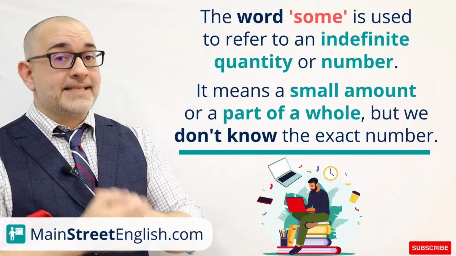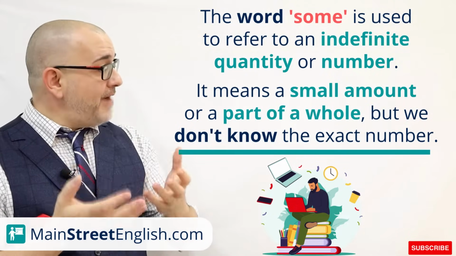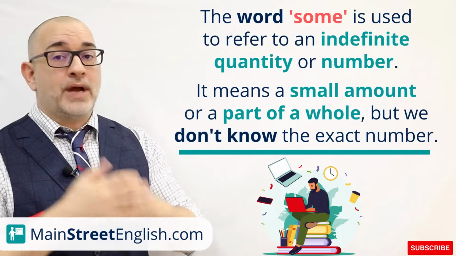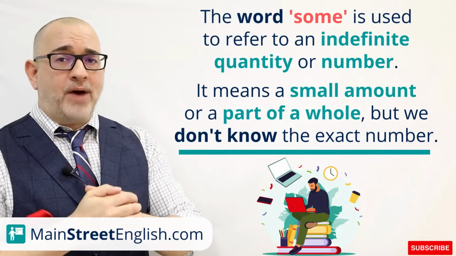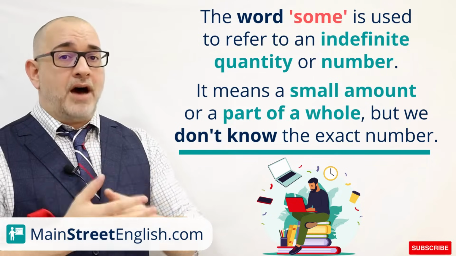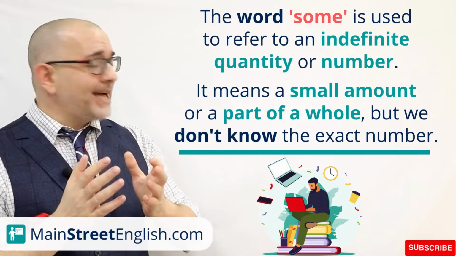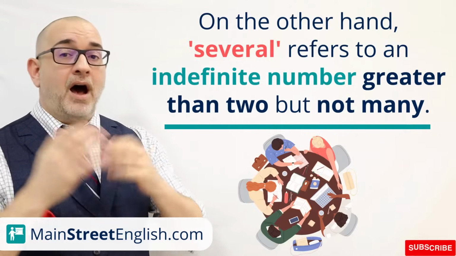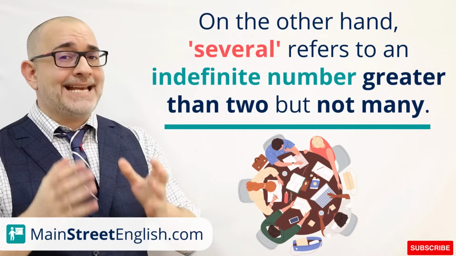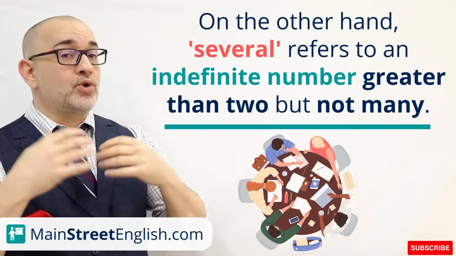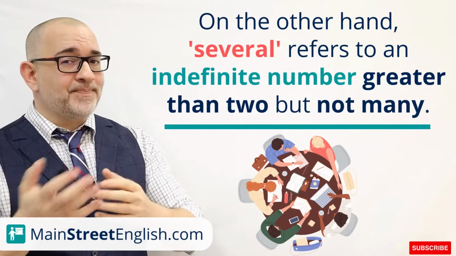The word some is used to refer to an indefinite quantity or number. It means a small amount or a part of a whole, but we don't know the exact number. On the other hand, several refers to an indefinite number greater than two, but not many.